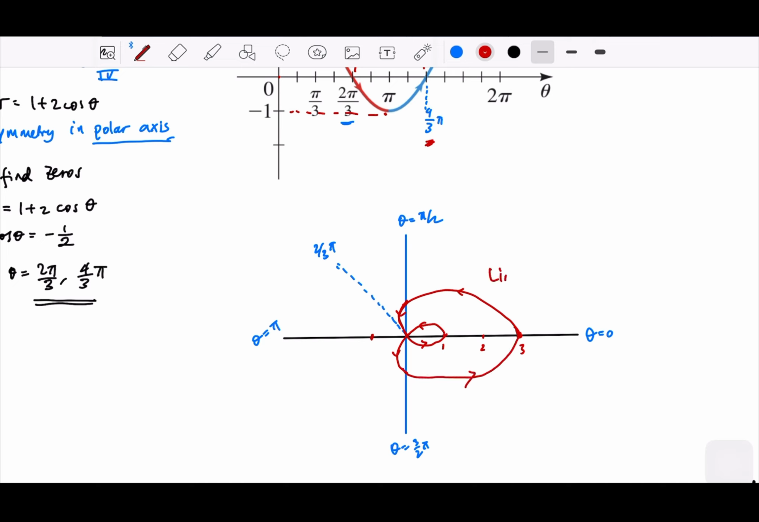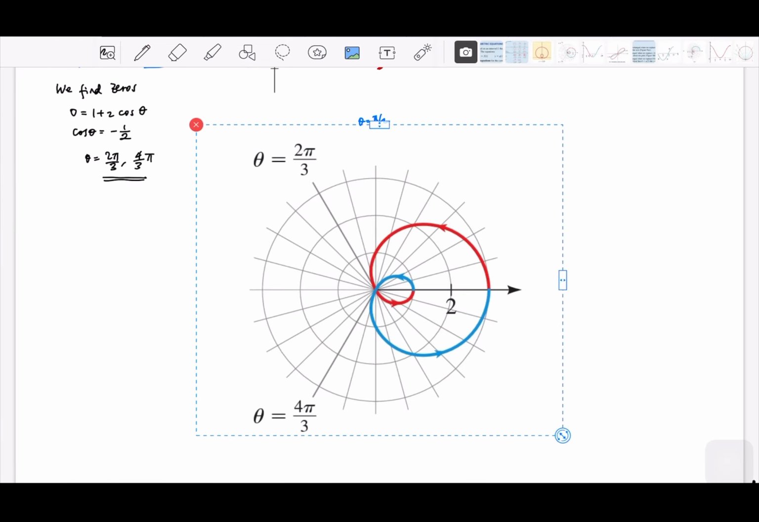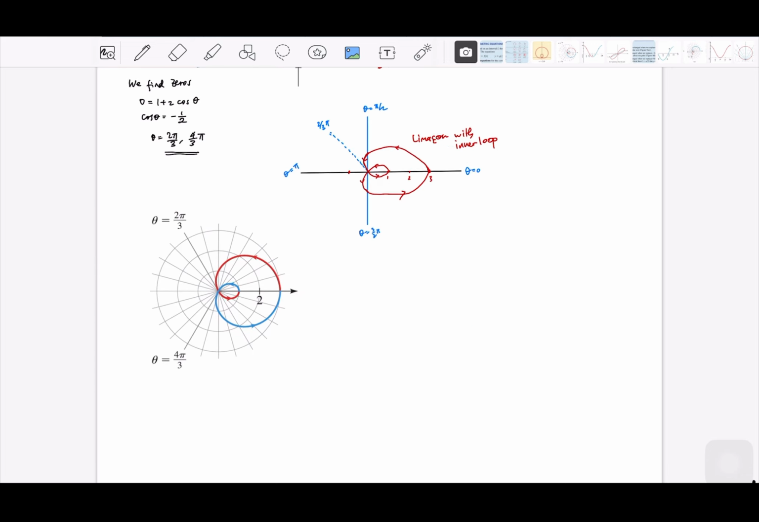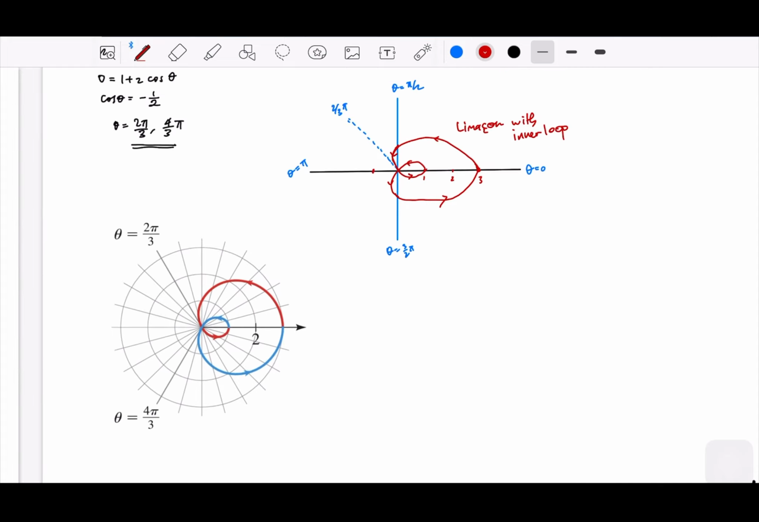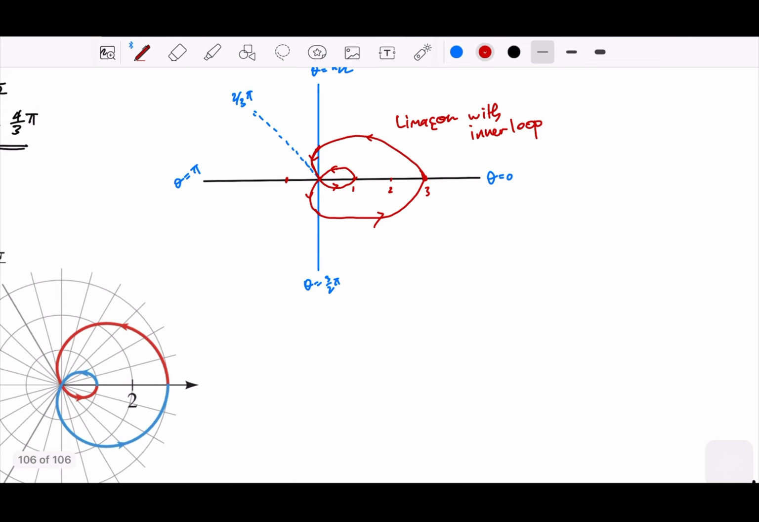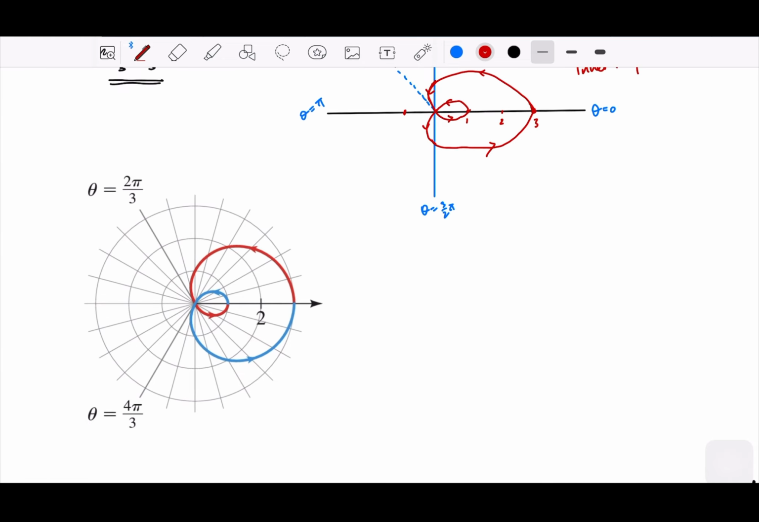This is what we call the limacon with an inner loop. Or we could draw it like this, which I think is more proportional. My drawing is not really proportional, but the way we see how it moves is the same. So this is the limacon with an inner loop.